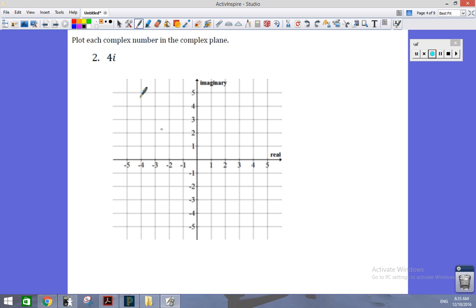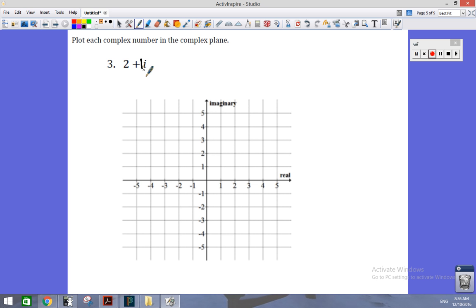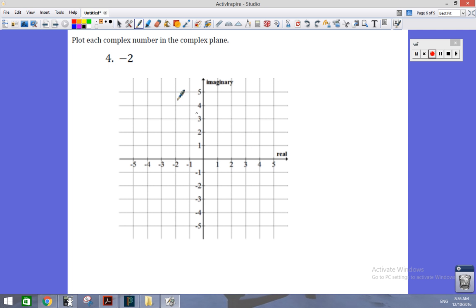All right. So for 4i, we're going to look at that as 0 plus 4i. So we're interested in plotting 0 comma 4. So it's here on the vertical axis. Right there is the point 0 comma 4. All right. 2 plus 1i, we're going to look at that as 2 comma 1. Go to the right 2 and up 1. 2 comma 1. Negative 2, we'll look at that as negative 2 plus 0i, negative 2 comma 0, and that's right there.